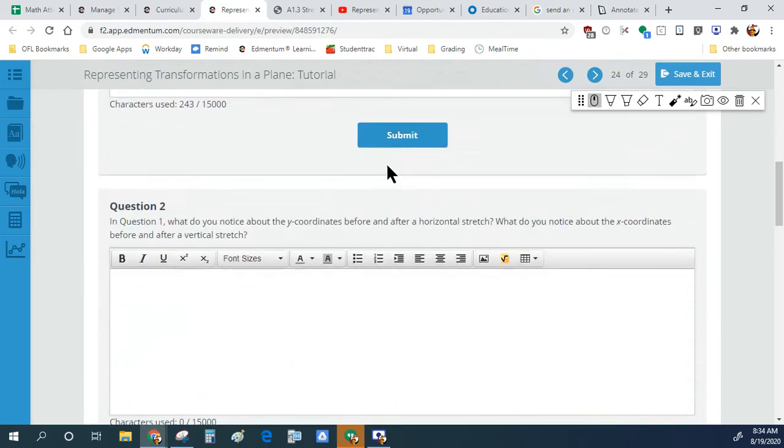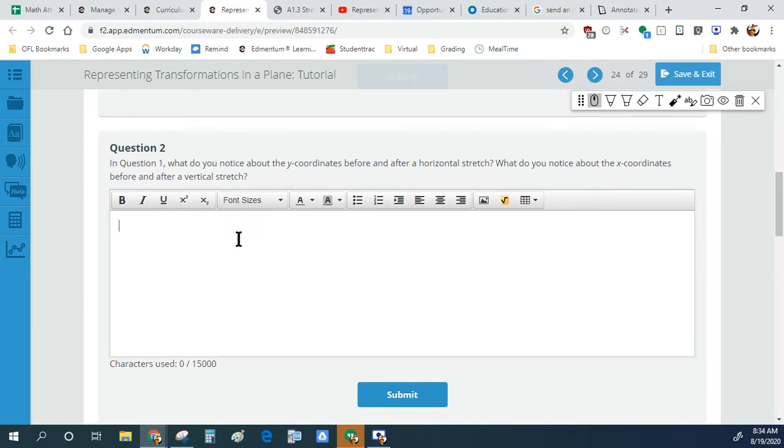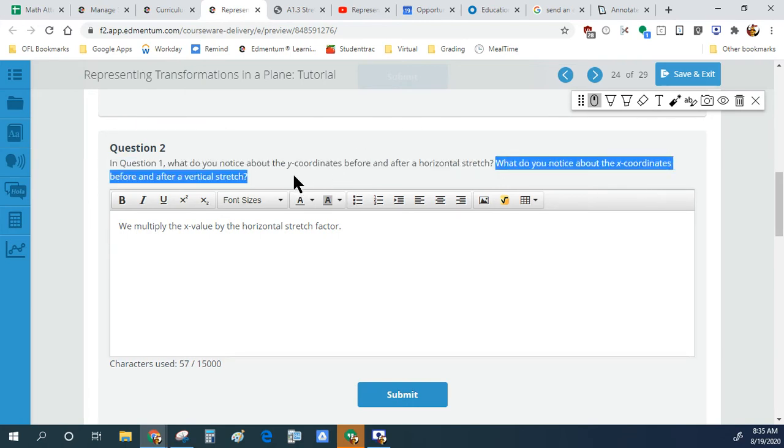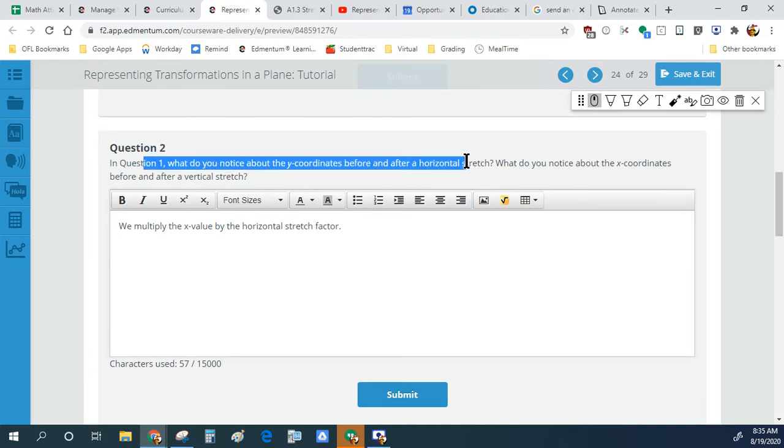So moving on, what do we notice for the horizontal stretch? All we're going to say is we multiply the x value by the horizontal stretch factor. And we also have to answer it for the vertical. What do you notice about the x coordinates? Or what do we notice about the y coordinates for that? Oh, they're actually asking me the opposite. Weird how they do this.